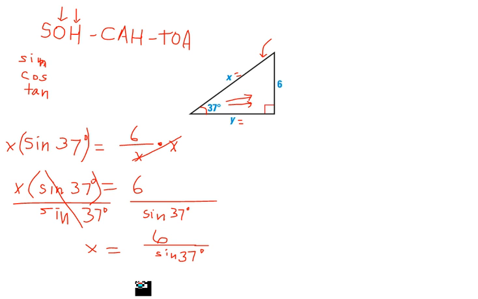We simply divide 6 by the sine of 37 degrees. Sine of 37 degrees is found by using your calculator. Make sure you're using degrees on the calculator. Type in 37, then hit the sine button, and you'll end up with x equals 6 over sine of 37 degrees, which it turns out is 0.602.